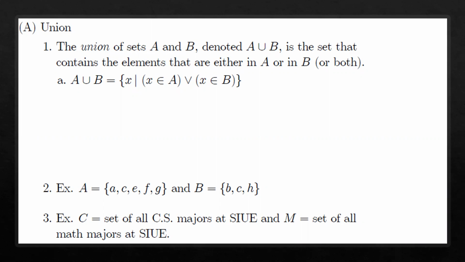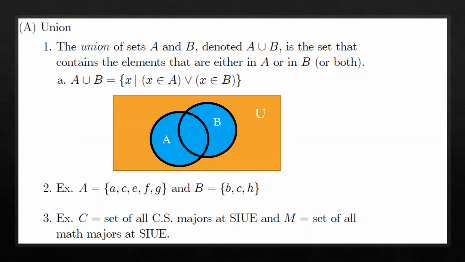As a Venn diagram, it looks like this. In blue there is the union of A and B. Both circles are completely shaded, all the elements. Example, if A is {A, C, E, F, G} and B is the set {B, C, H}, then the union is any element that is in either of them, that is A, B, C, E, F, G, H.